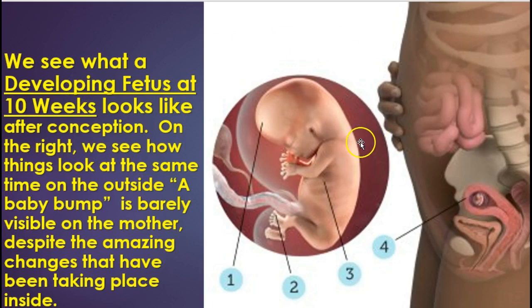Now, in this photo, we can see what the baby, or the fetus, looks like at 10 months after it is conceived. On the right, you see what we call the baby bump, and it's barely visible on the mother in spite of what is going on on the inside. This is what the baby actually looks like, in spite of the changes that are taking place inside.